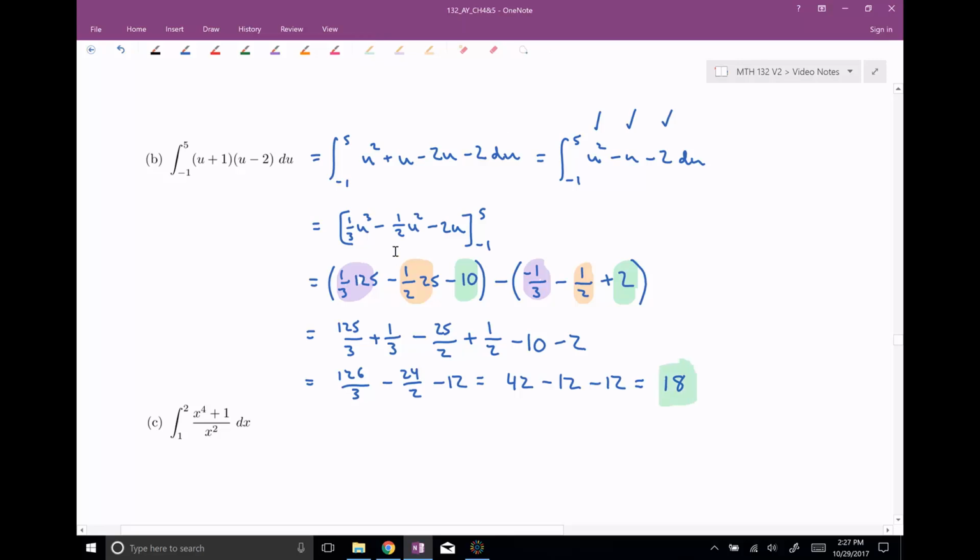All right, and again, just for fun, let's go ahead and check our answer. So I went ahead and graphed this, u plus 1 times u minus 2.